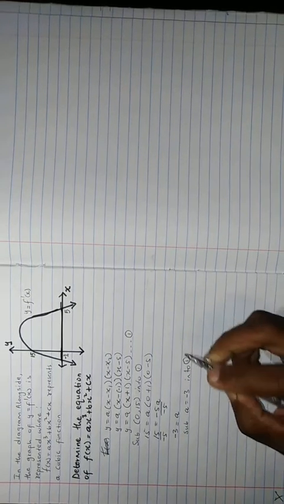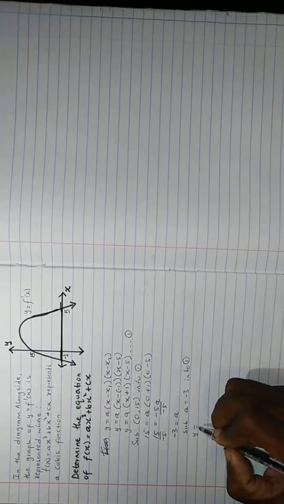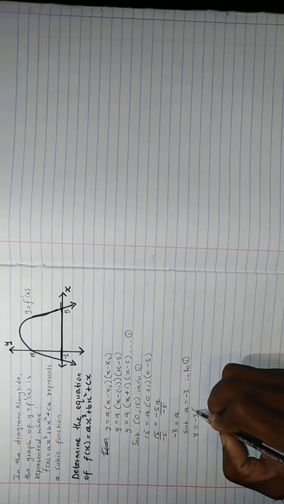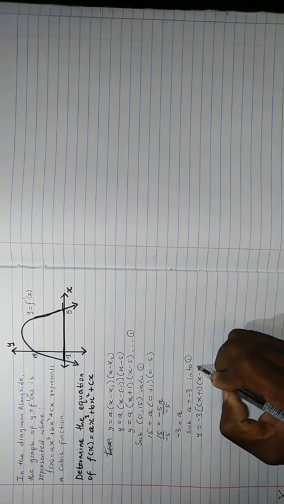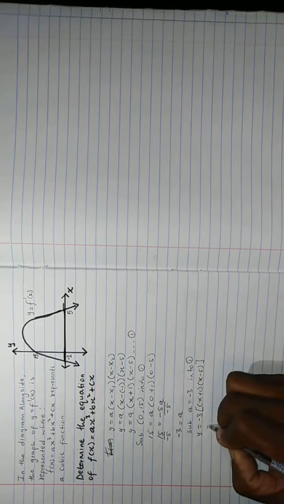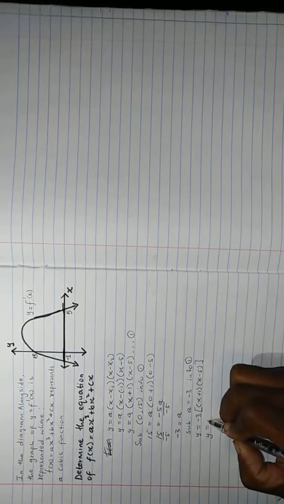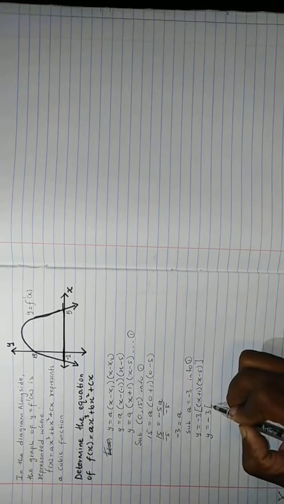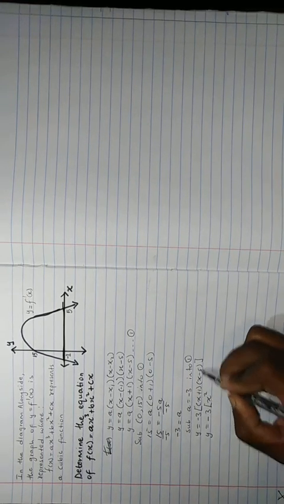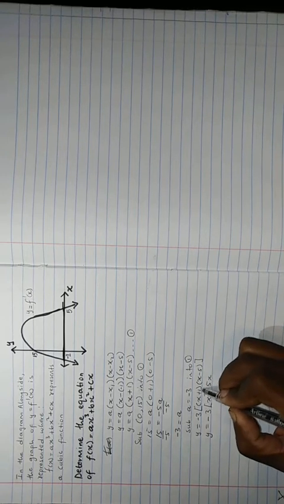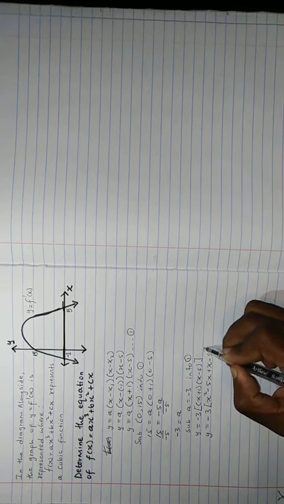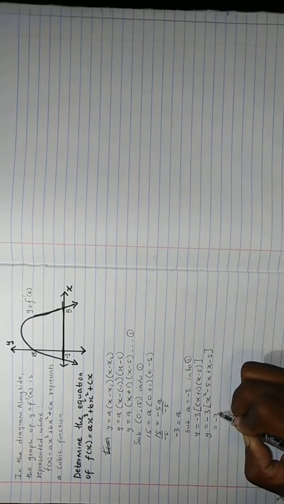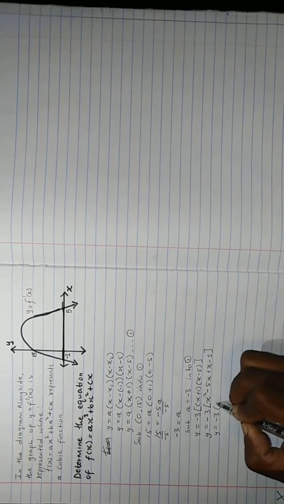Into equation 1 again. So we have y equals minus 3 into x plus 1 into x minus 5. So I'm going to simplify these brackets before I can distribute minus 3 inside. So I have minus 3 into what? x by x is x squared, x by minus 5 is minus 5x, 1 multiplied by x is plus x, 1 multiplied by minus 5 is minus 5. So I have minus 3 into x squared.